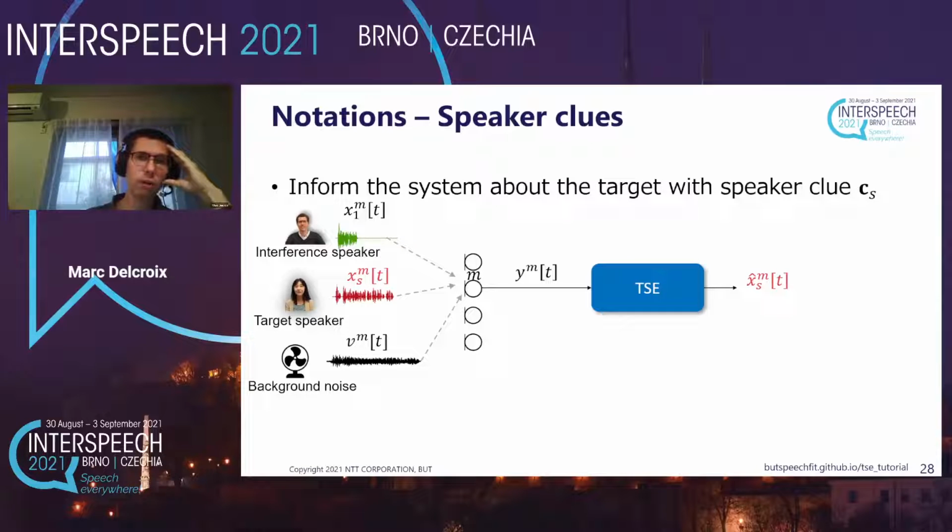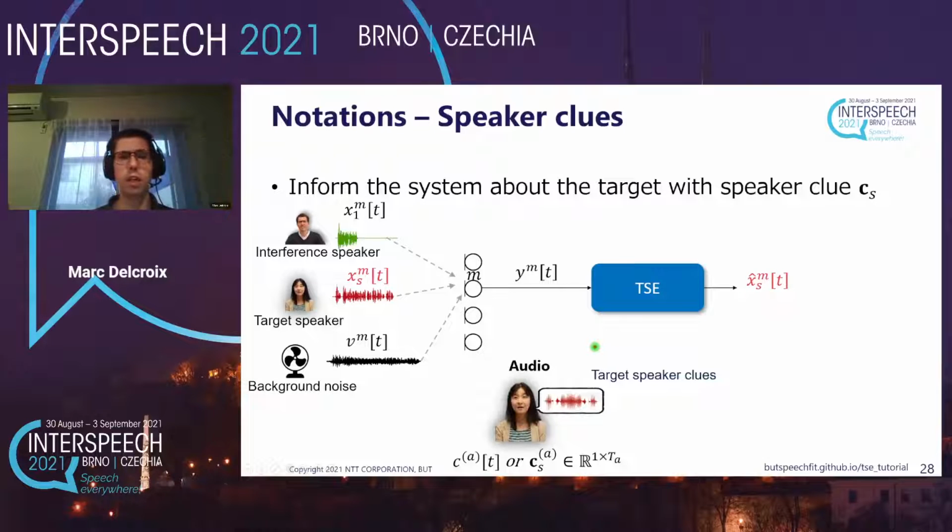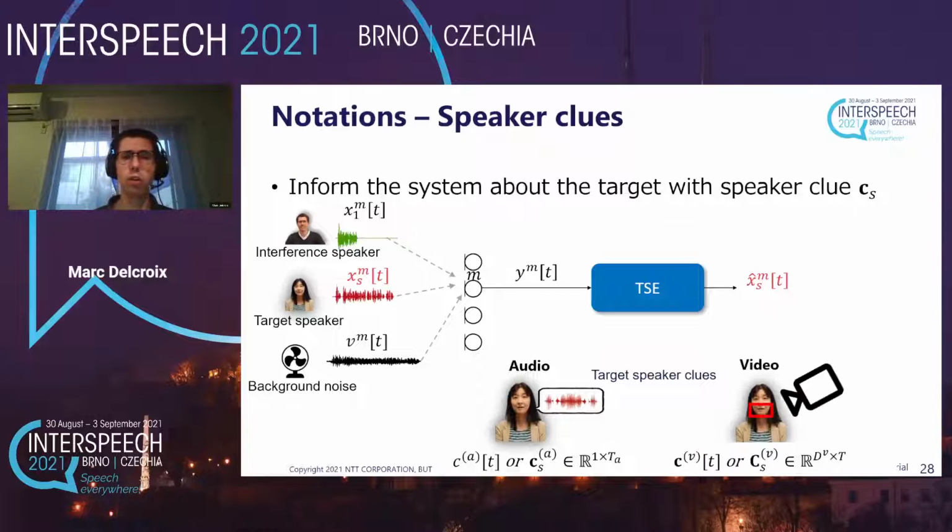Okay, so for target speech extraction, again, the goal is, given the mixture, to extract the target speech. So the output will be an estimate of the target speech, x hat s. And to guide the system, we will inform it with audio clues or video clues, for example. And we call here C_A and C_V the audio and video clues.